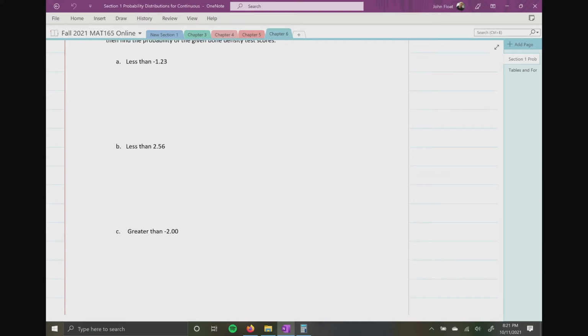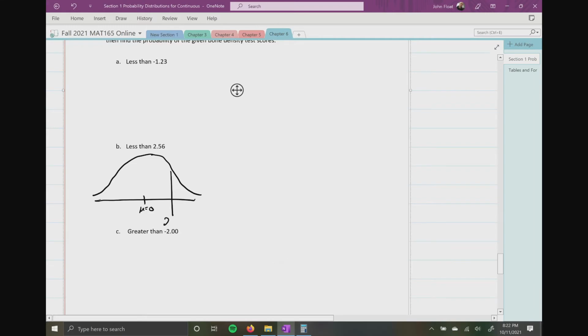So the first thing you want to do, just like the previous problems, is always draw your standard normal curve. Put 0 right down the middle. Now, we want less than 2.56. So I draw a line to the right of 0, because those are positive values, and I label it 2.56. Then I do my shading, because I went less than, so I'm on the left-hand side. You can use SALT, or you can use the table to do this. I'm going to use SALT.